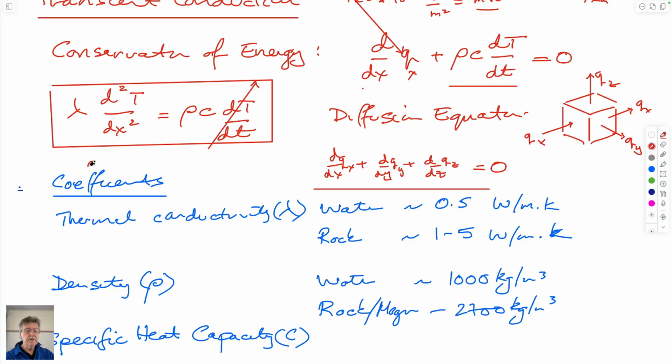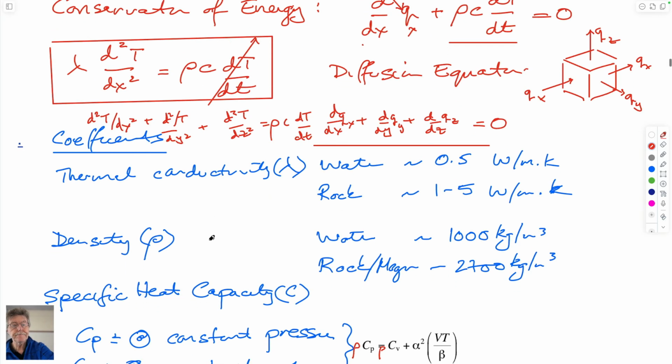So this would be d²T/dx² plus d²T/dy² plus d²T/dz² equals rho c dT/dt, the change in temperature with time. So this would be the 3-dimensional version of this equation.